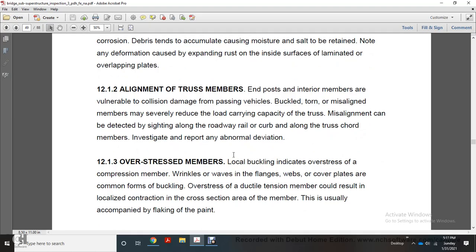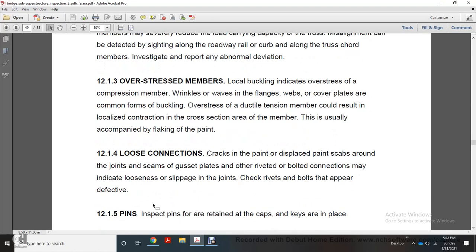Overstressed members. Local buckling indicates overstress of a compression member, such as a wrinkled wave in the flange, web or cover plate, the common forms of buckling. Overstress of ductile timber and tension members could result in localized contraction of the cross-sectional area of the member. This usually is accompanied by flaking of the paint, loose connections, cracking of the paint, and displacement, with scabs around the joint and seam of the gusset plate. Riveted and bolted connections may indicate looseness or slippage of the joints.